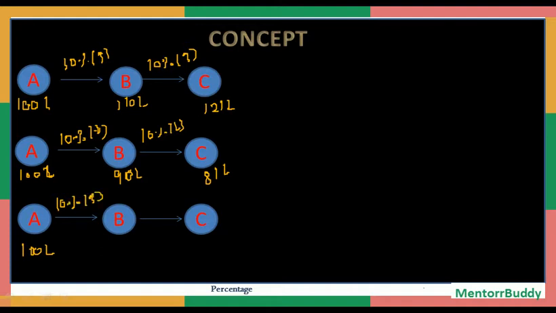Another case: A sells his 100 lakh property first at an increment of 10% to B. So for B, it will cost rupees 110 lakh. And further B sells it at a decrement of 10% to C. So for C, it will cost 99 lakh. 10% of 110 will be 11 lakh, and 110 minus 11 equals 99 lakh.